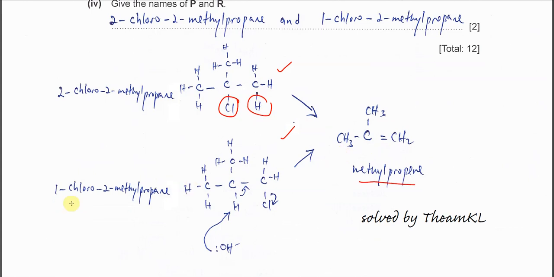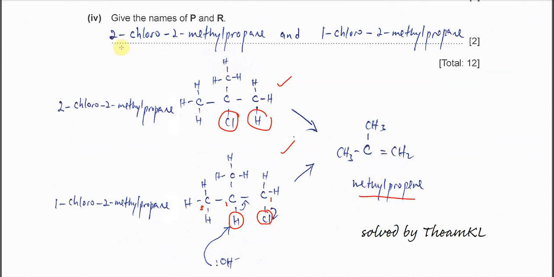And the 1-chloro-2-methylpropane also will do the same thing. 1-chloro, first carbon, second carbon, third carbon. 1-chloro-2-methylpropane. So this hydrogen and this chlorine also will be removed, so it will form this methylpropene. Therefore, the answer must be these two. That's all for this question. Thank you.